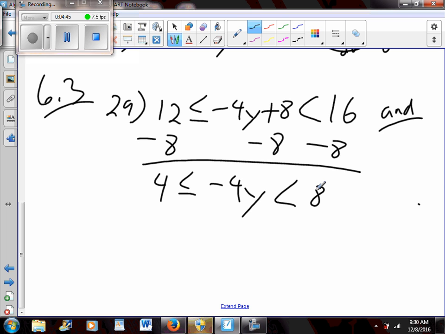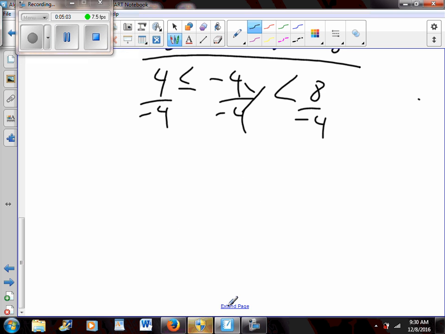But what am I going to divide by? Negative 4. Now, what's that going to do to the entire inequality? It's going to turn both symbols around. So when I divide by the negative 4, what I'm going to end up with is negative 1. Got to turn it around. Y in the middle. Turn it around. Negative 2.